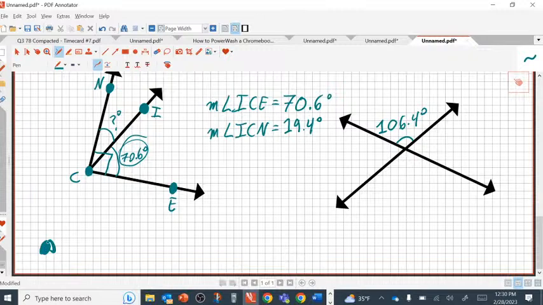Maddie, we're sitting here. We've got these angles right here. I'm just wondering, we've got this happy little angle over here, 106.4 degrees. Maddie, I'm wondering, how can we use this happy little angle here to find all the other happy little angles?